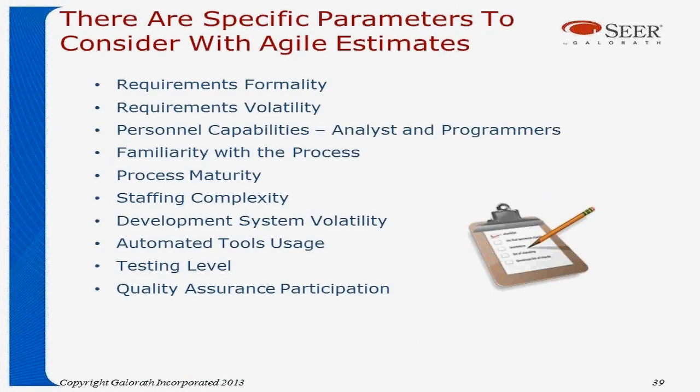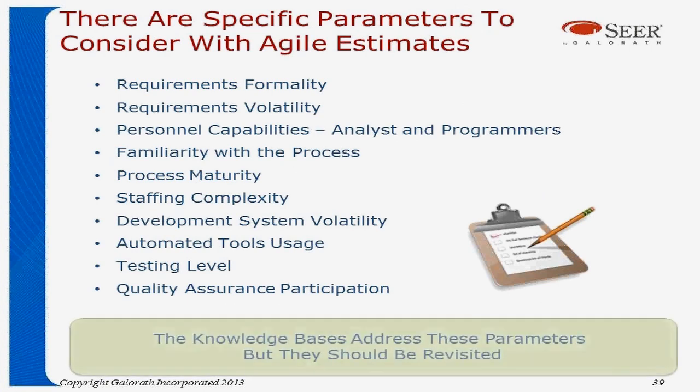So let's wrap up. Within SEER, there are specific parameters that you need to consider when working with agile estimates. But you should let the knowledge bases address these parameters for you. You may want to go back and revisit them to identify any project-specific characteristics that may drive one of the parameters to be outside of what the knowledge base settings specified.